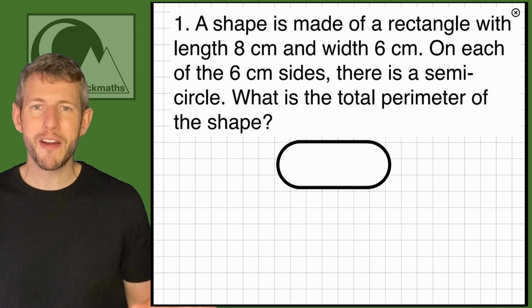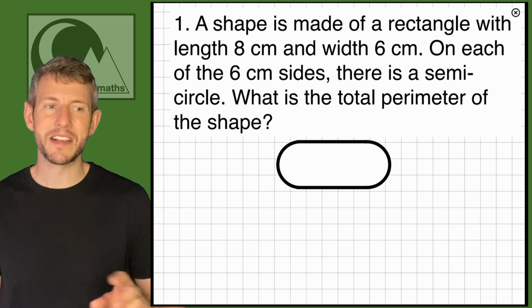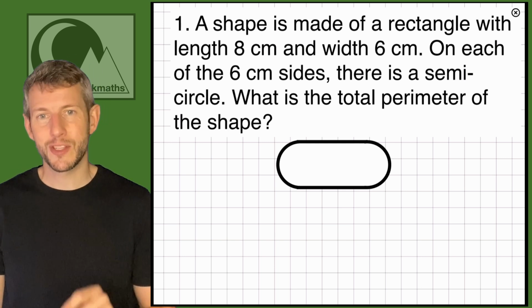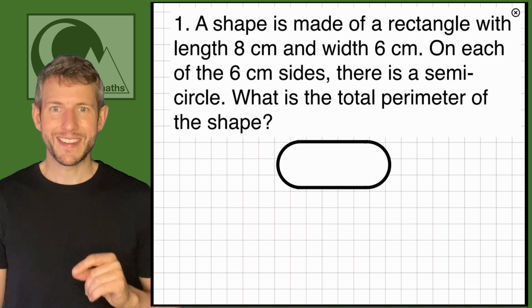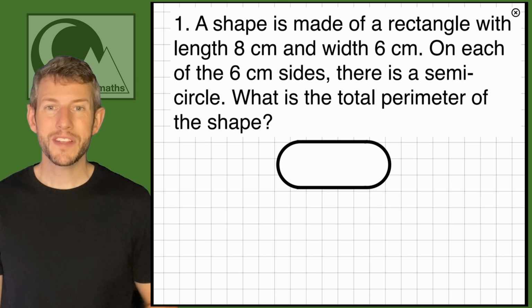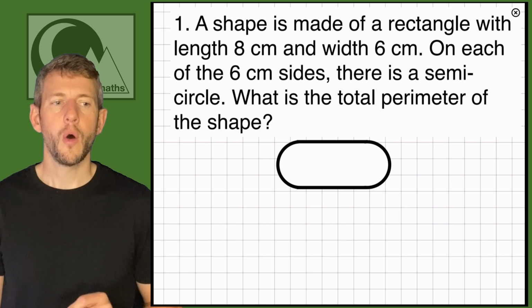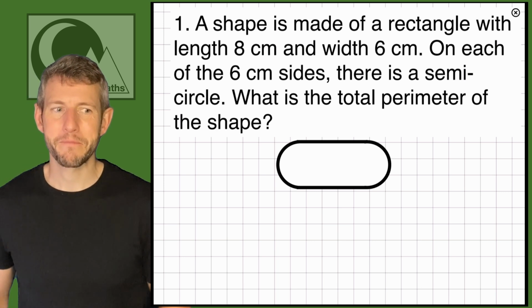This shape is a very common shape. We see it all the time. It's the running track shape. And it is essentially a rectangle with 2 semicircles on the end. But let me read the question first, because the question is going to describe the shape, and it's important to be able to read descriptions of shapes. Question 1 says, a shape is made of a rectangle with length 8 centimetres and width 6 centimetres. On each of the 6 centimetre sides, there is a semicircle. What is the total perimeter of the shape?